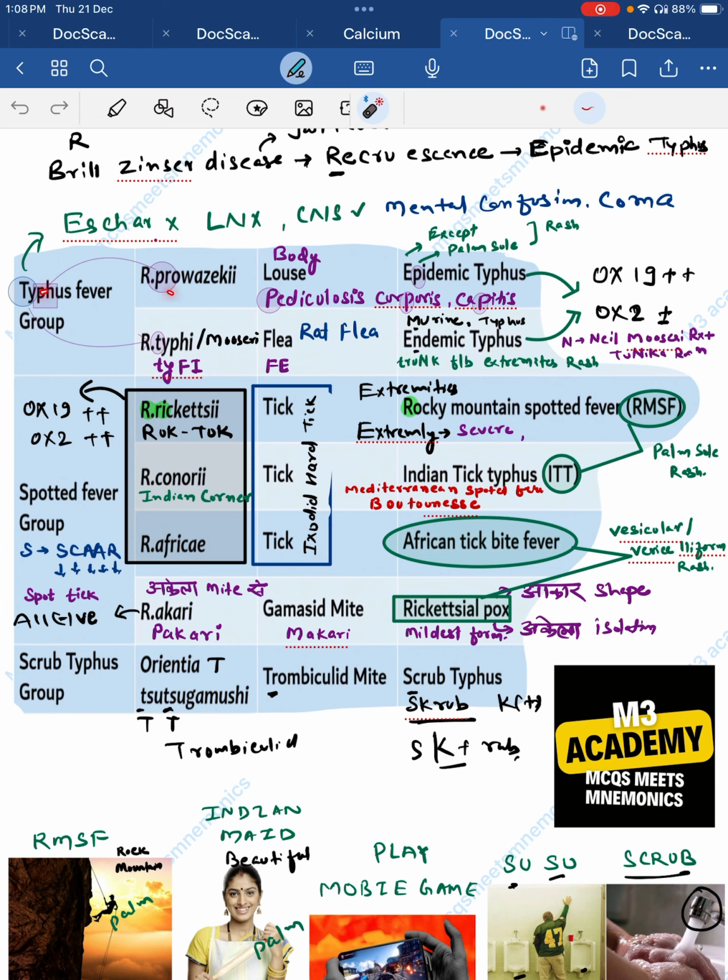P means prowazekii, and P means Pediculosis corporis and Pediculosis capitis, meaning Pediculus is a vector. Another name of Pediculus is louse. Again, P, you can remember the disease is epidemic typhus, because epidemic typhus has a second letter P.